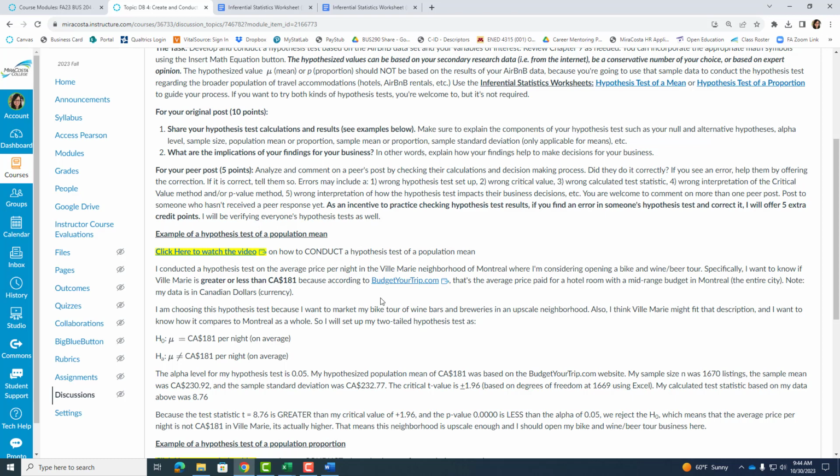I'm choosing this hypothesis test because I want to market my bike tour of wine bars and breweries in an upscale neighborhood. I think Ville Marie fits that description, but I need to know how it compares to Montreal as a whole. So I'm going to be setting up my two-tailed hypothesis test like this. My null hypothesis states that the population mean is equal to 181 Canadian dollars per night on average. And again, I got that from this website here, budgetyourtrip.com. And then the alternative states simply that the population mean does not equal 181 Canadian dollars.